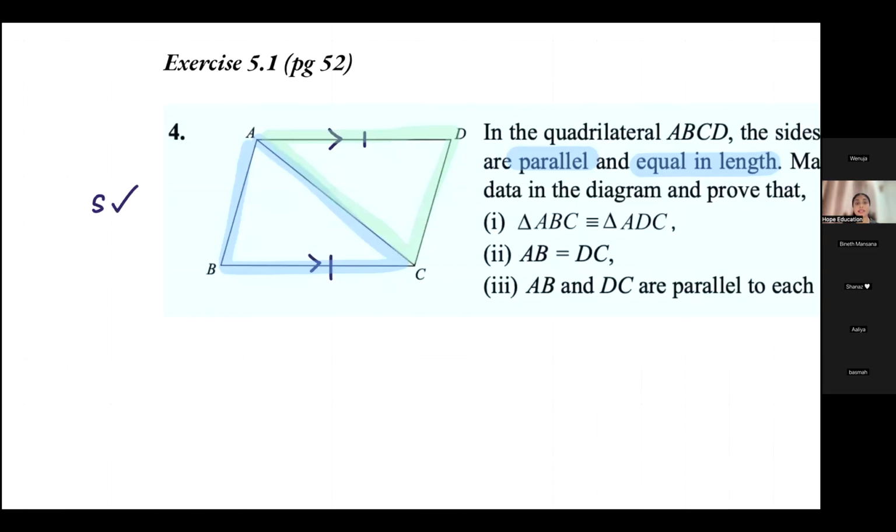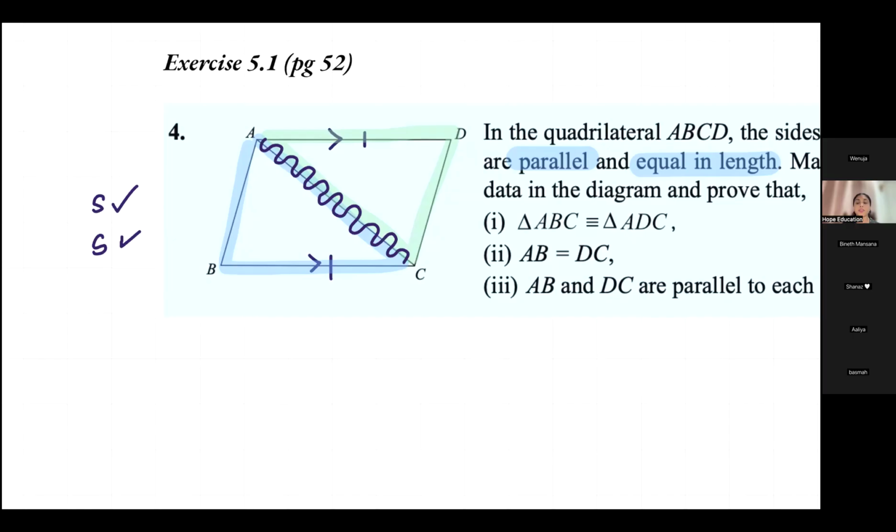Okay, we have another side which is AC. If you look at this side AC, both the blue triangle and the green triangle have this side in common. So we have another side pair. We can say the reason as common side. Okay, so we have another side. What else do we have?